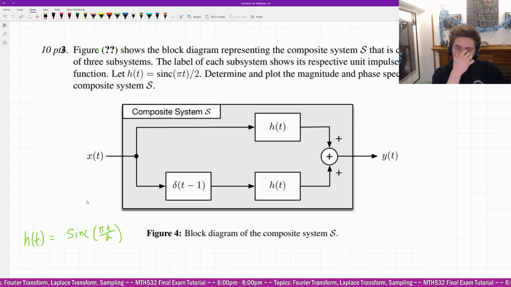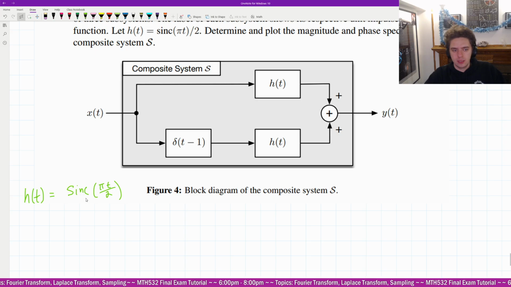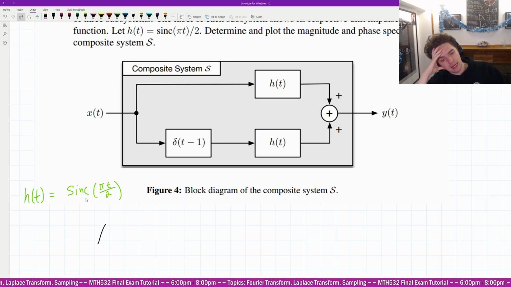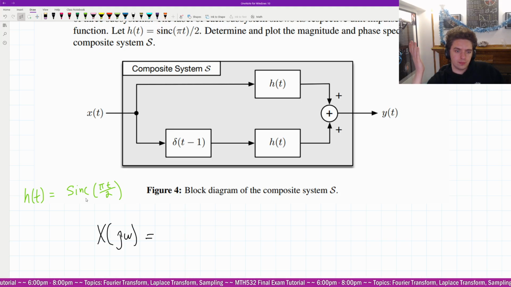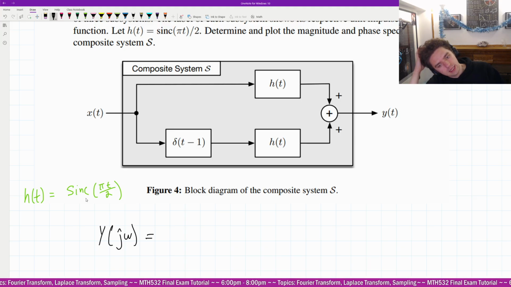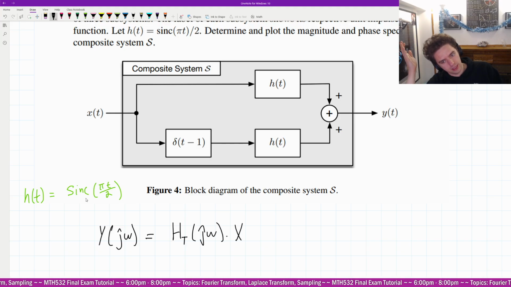The figure shows the block diagram representing the composite system S that is composed of 3 subsystems. The label of each subsystem shows its respective unit impulse response. Determine and plot the magnitude and phase spectra of the composite system S. So first of all, let's write down Y of j omega, which is equal to H total of j omega times X of j omega.